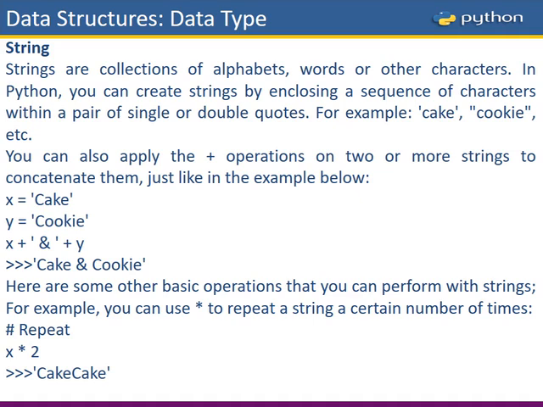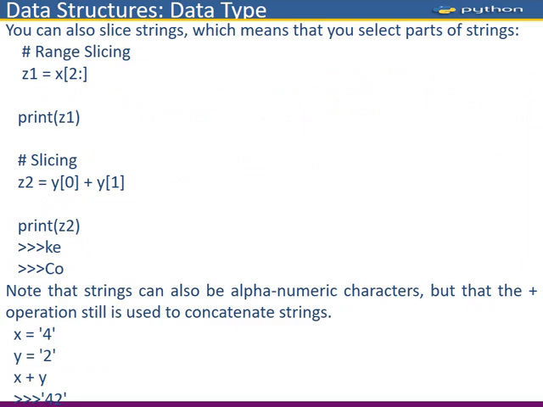So we have cake repeated because that asterisk represents repeating that value twice. That is for that one. You can also slice a string, which means that you can select part of a string. So we can see here, we can slice a string by selecting part of it. We have range slicing.